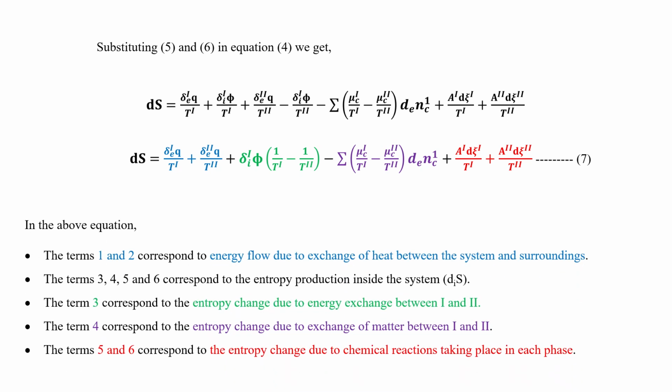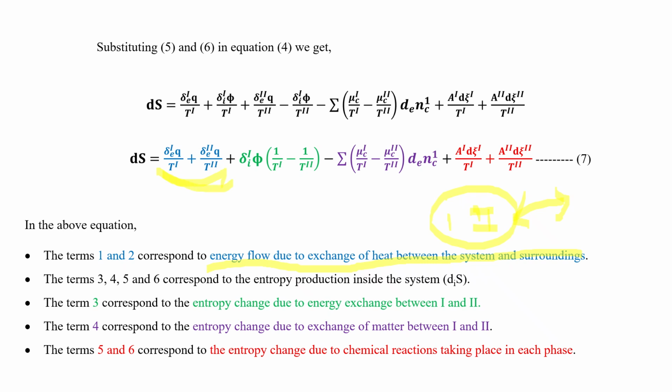Here you can see terms 1 and 2 correspond to the energy flow due to exchange of heat between system and surrounding. So the first two terms represent the exchange of heat between the system and the surrounding. How much heat is exchanged between the system and the surrounding is represented in the first two terms.